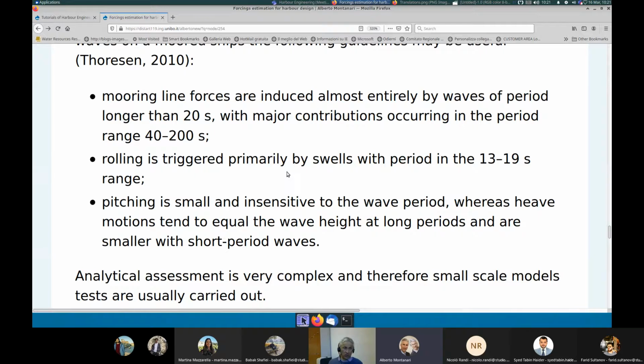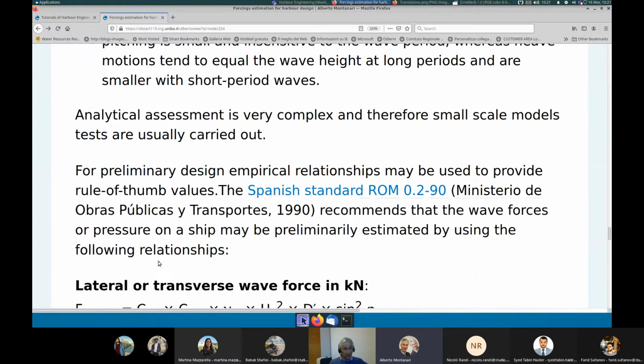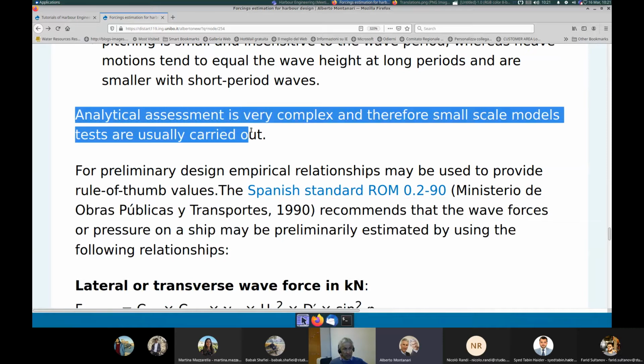Heave motions tend to equal the wave height at long periods and are smaller with short period waves. Again, these guidelines confirm what I already anticipated. And here you see what I said before. Analytical assessment is very complex, and therefore small-scale model tests are usually carried out.